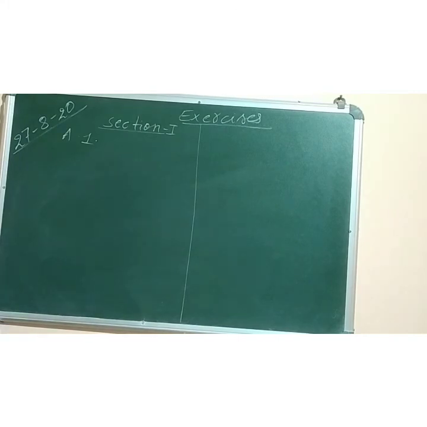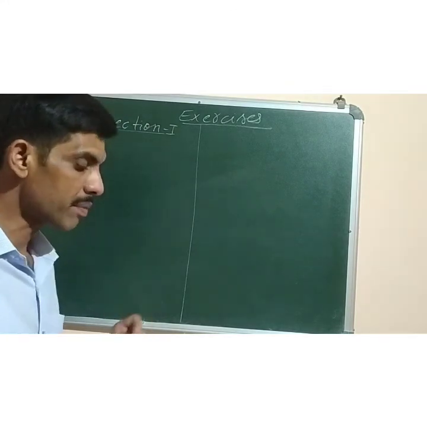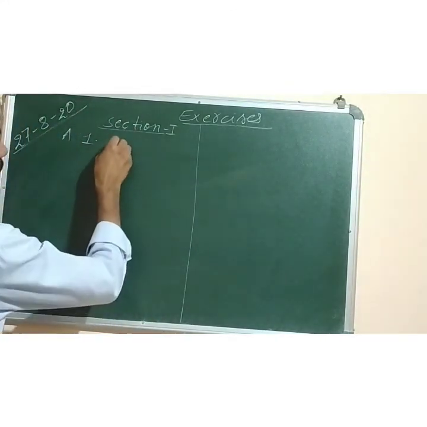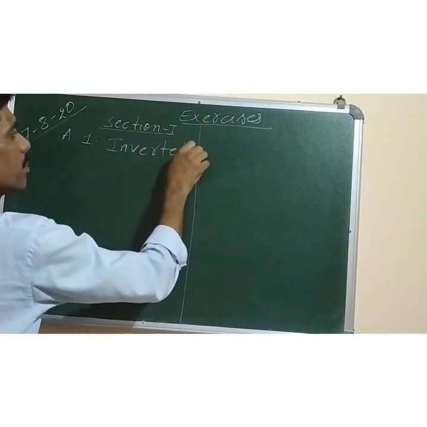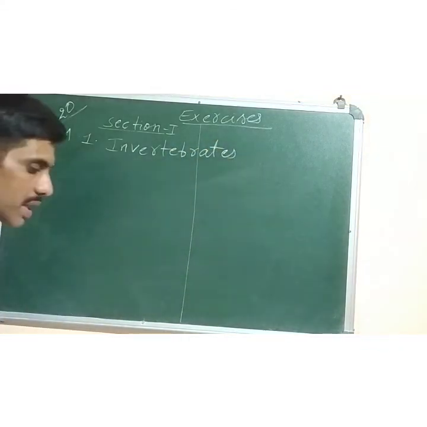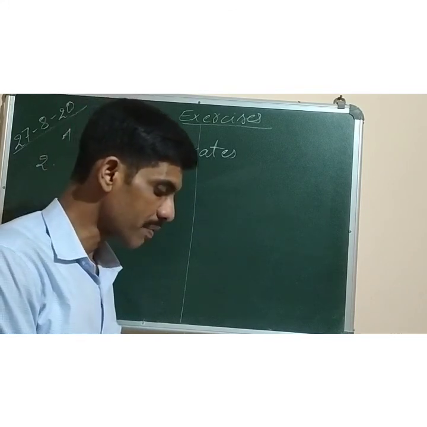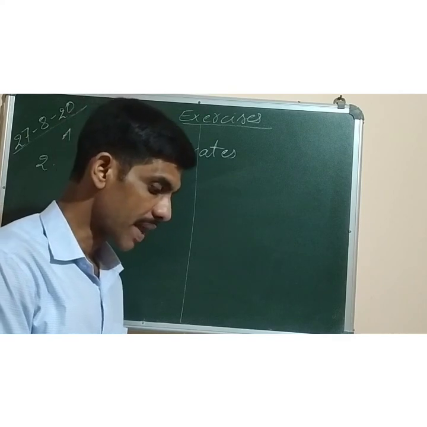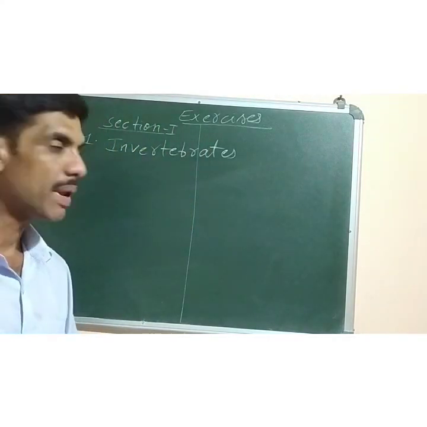Okay, so first exercise, only one question we'll do, the remaining we can do in the next class. Name the following. Number 1, animals that do not have a backbone. What are they called? They are known as invertebrates. Okay, then number 2, phylum that consists of animals that have soft, flattened, leaf-like bodies. Answer is flatworms or platyhelminthes.